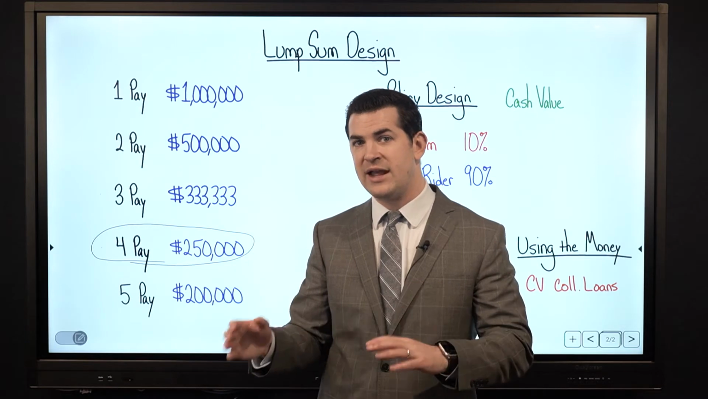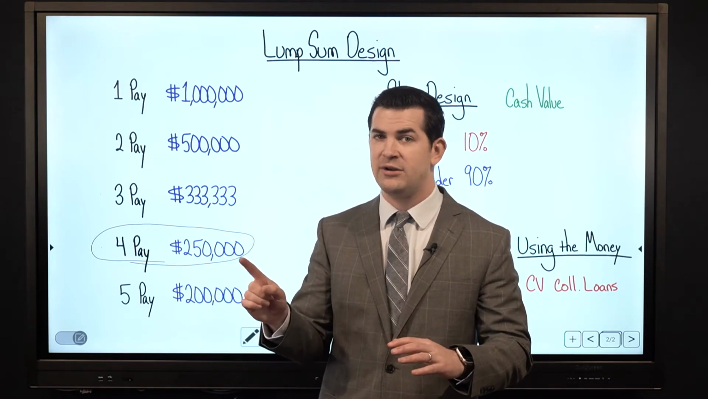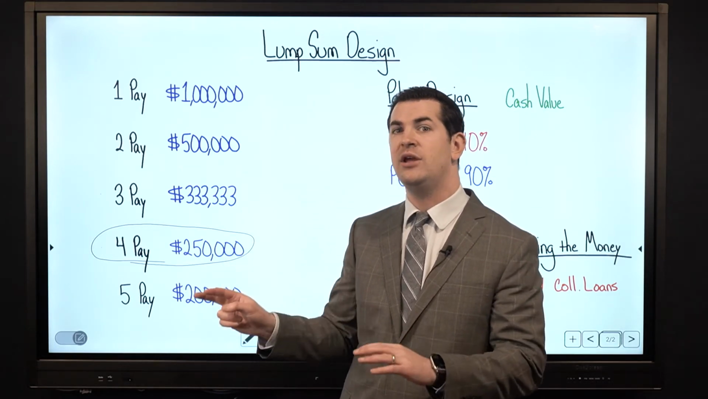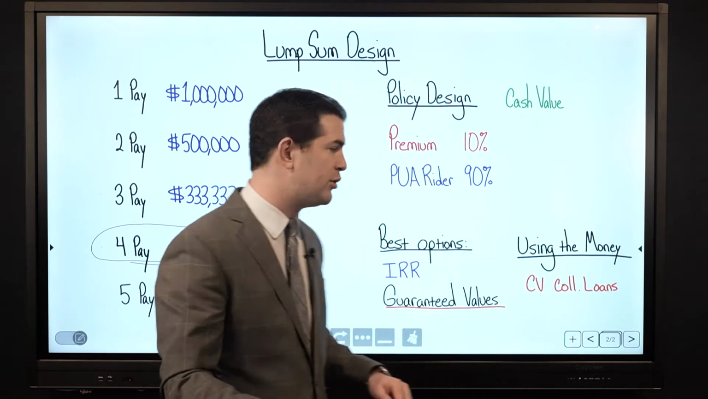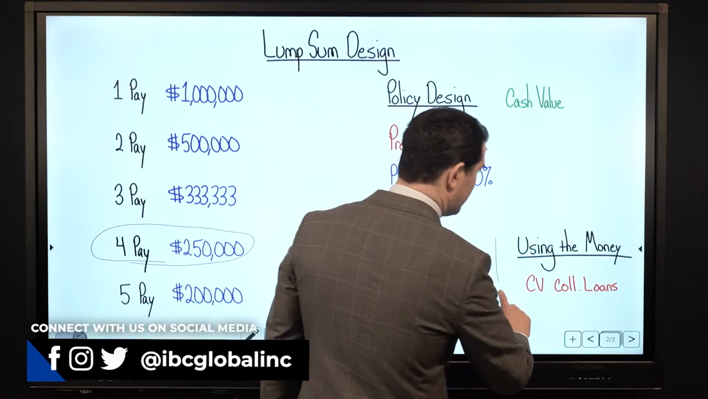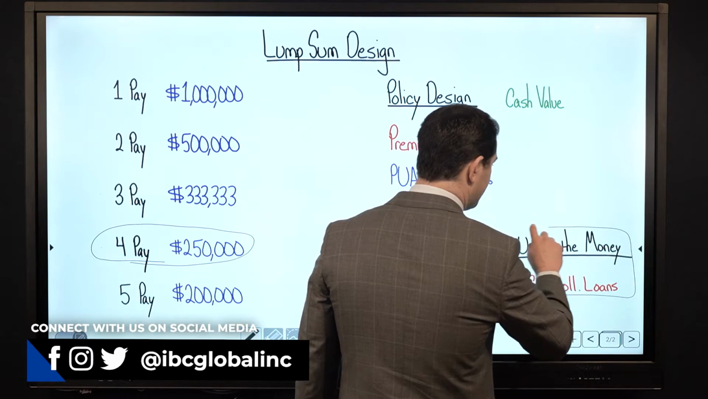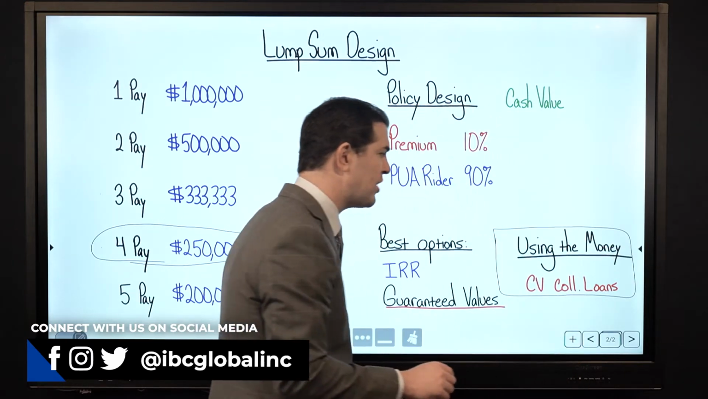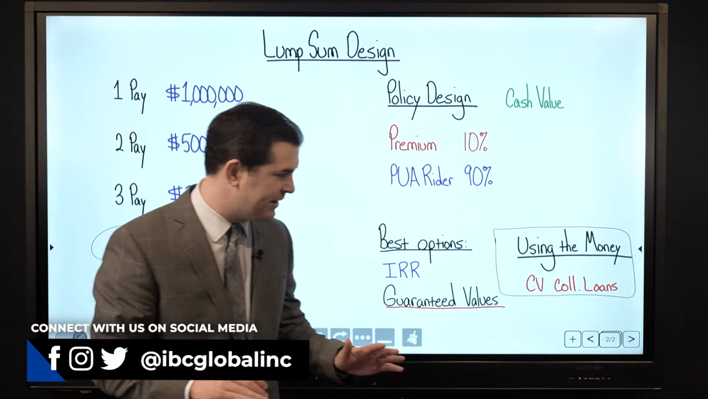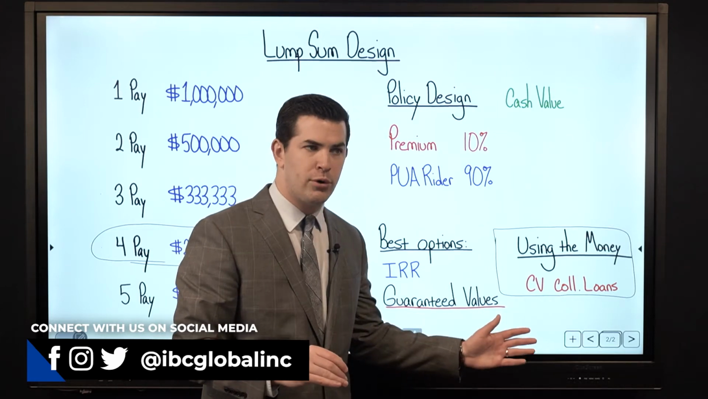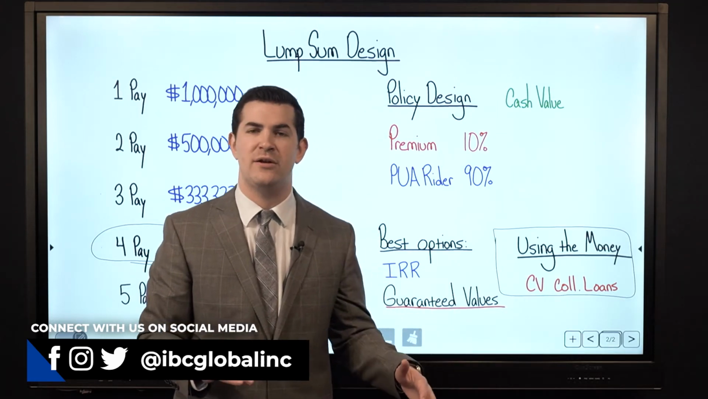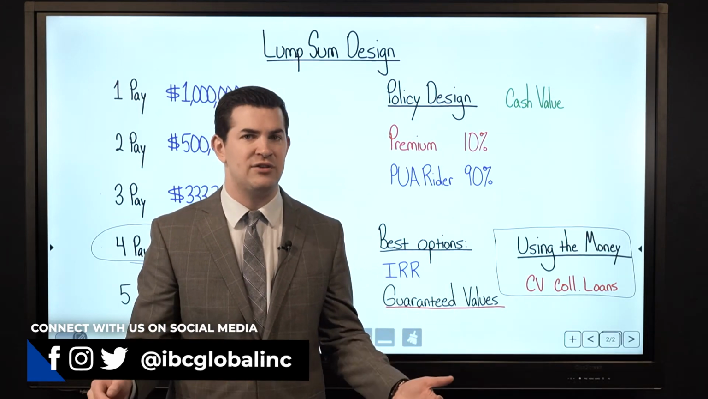Now we're going to look at that internal rate of return on the guaranteed and non-guaranteed values in this particular study, and we're going to look at using the money. We're going to focus on cash value collateral loans, which a lot of real estate investors are attracted to. And what I'll add is when we use the workbook we have provided for cash value collateral loans, we can easily adjust the interest rate.